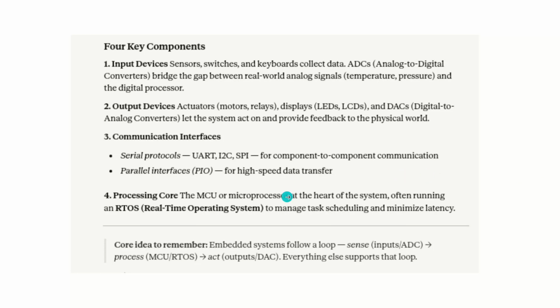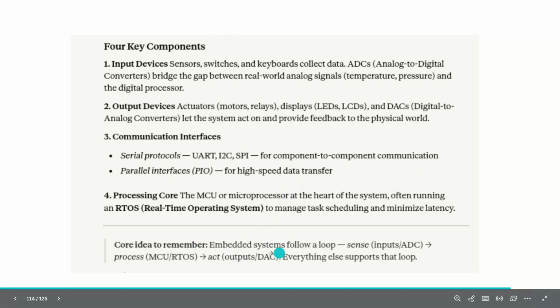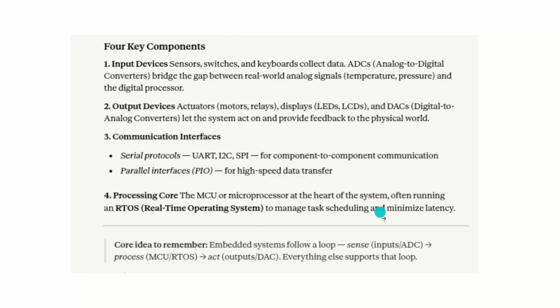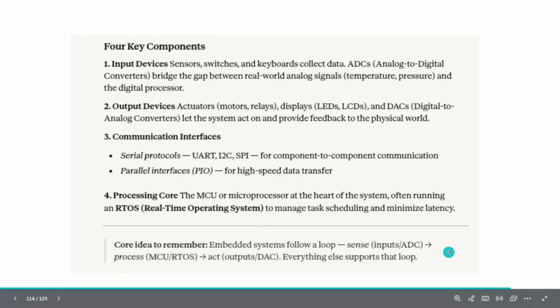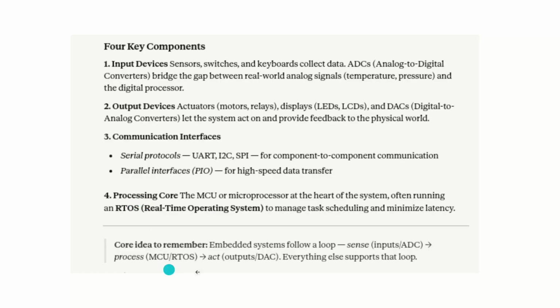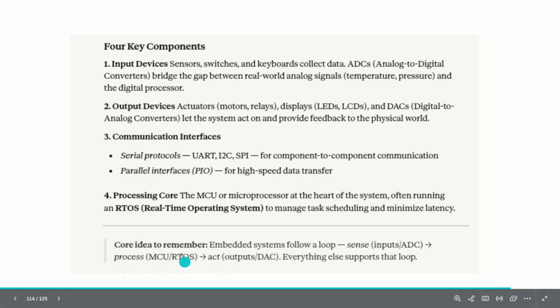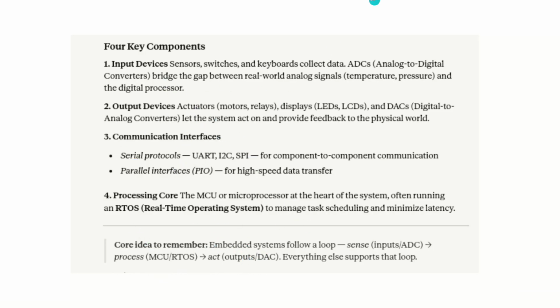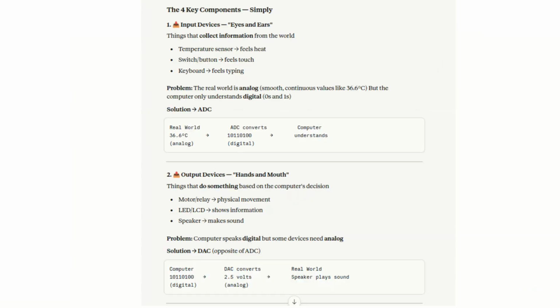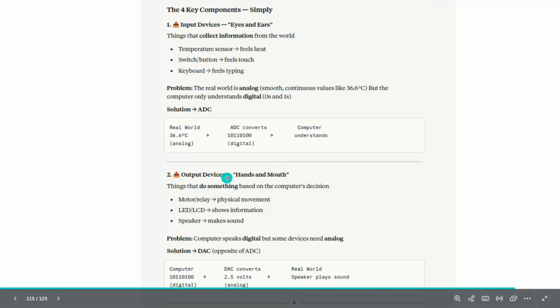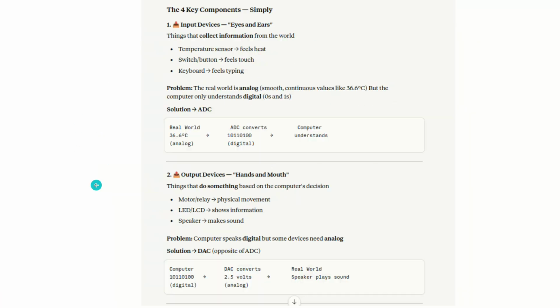So the core idea you have to know about what is happening in this embedded system is that the sensors will sense, that is input, and convert into digital signals. The processor, that is this MCU, which can often run a real-time operating system, processes it, and then we can see the output using the output device. There is communication between the components, which can be serial protocol as well as parallel interface. Understood? That is what you have to understand. If you understand each concept, you can understand here.